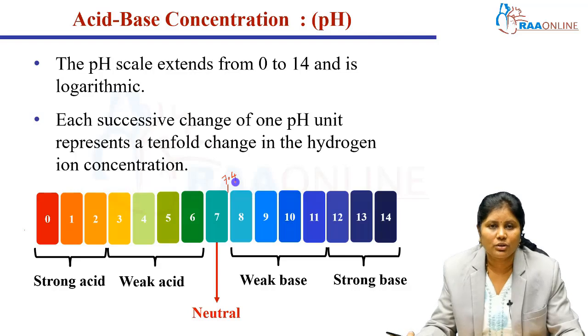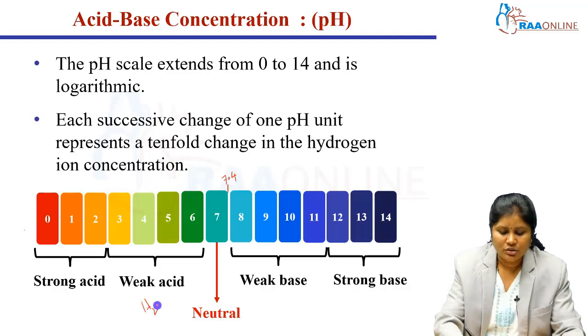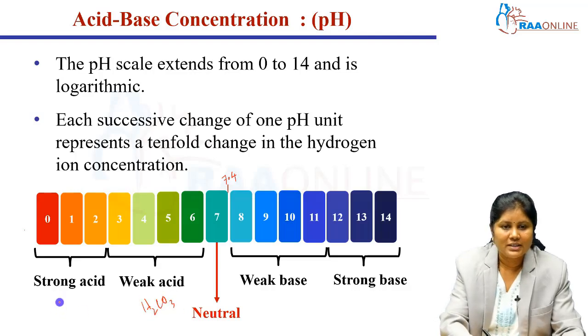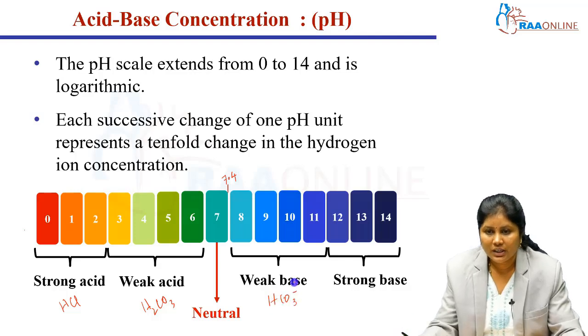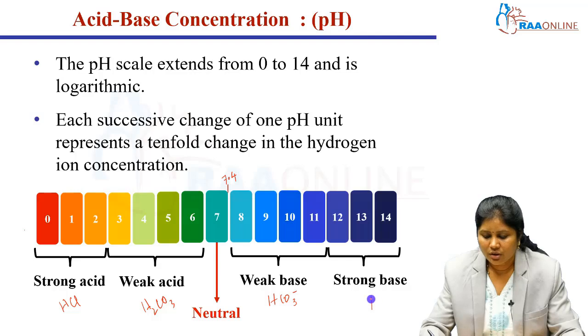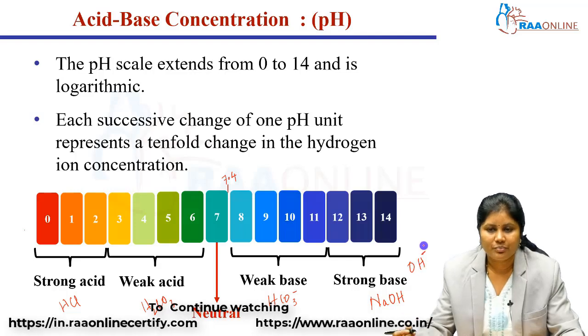That is our pH of blood or extracellular fluid. A weak acid example is H2CO3. A strong acid example is hydrochloric acid. A weak base is bicarbonate. A strong base, we have hydroxyl ions, say for example NaOH. Hydroxyl is a strong base. It usually occurs in the form of salt, so sodium hydroxide is a strong base.